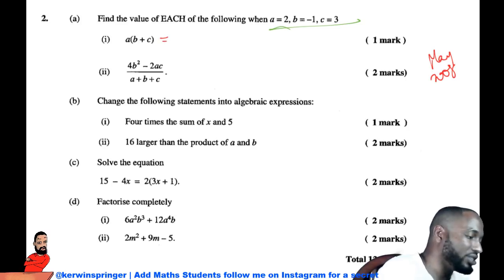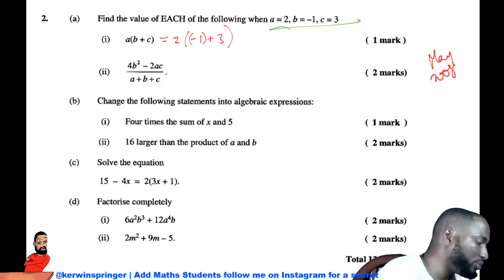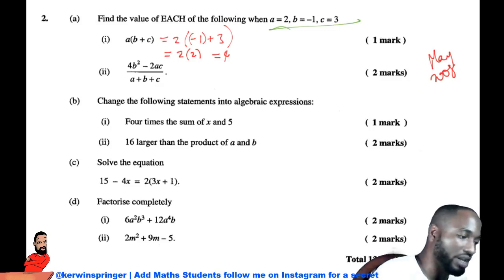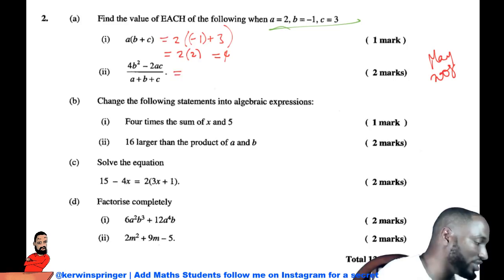A is 2, B is negative 1, and C is 3. Put this in brackets because we like to do that when you put in negative numbers. This turns out to be 2 by 2, so this is 4. Next one, everybody getting 4? Hey, just answers here. And I like what I see going on in this chat. 4b squared. So this is 4, and b, remember b is negative 1, so negative 1 squared. Take away 2ac. 2 by 2 by 3 over a plus b plus c.